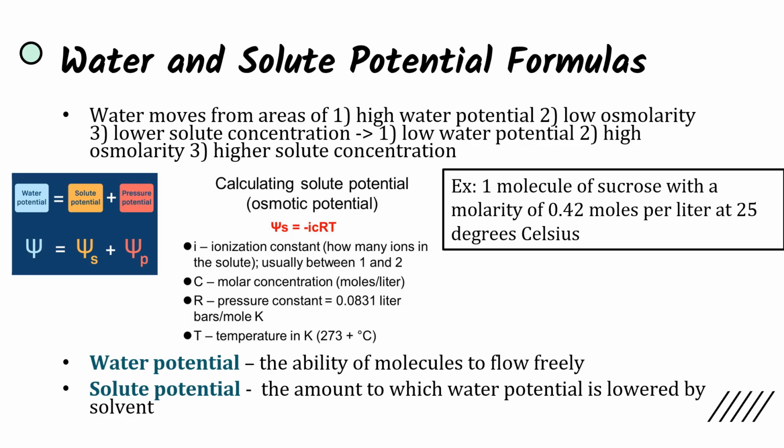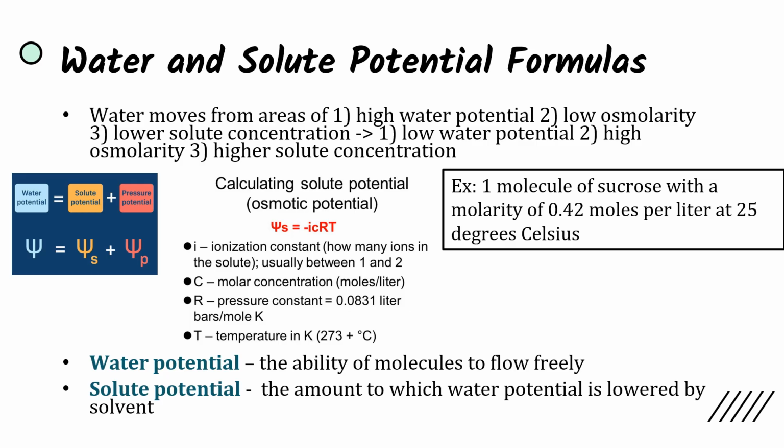It'll also move from low osmolarity to high osmolarity, from small amount of solute to a higher amount of solute. And lastly, from a lower solute concentration to a higher solute concentration. So water is always going to move towards the higher solute concentration. And this is inverse to the water potential. And solute potential is the amount to which water potential is lowered by solute. So basically, with a high solute potential, you're going to have a lower water potential because there's going to be more solute. And lastly, water potential is equal to the solute potential plus the pressure potential.